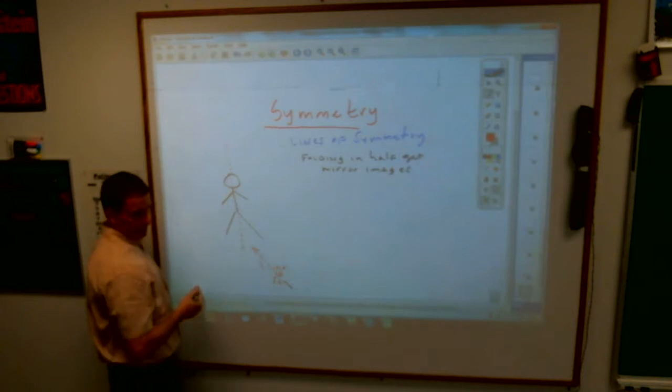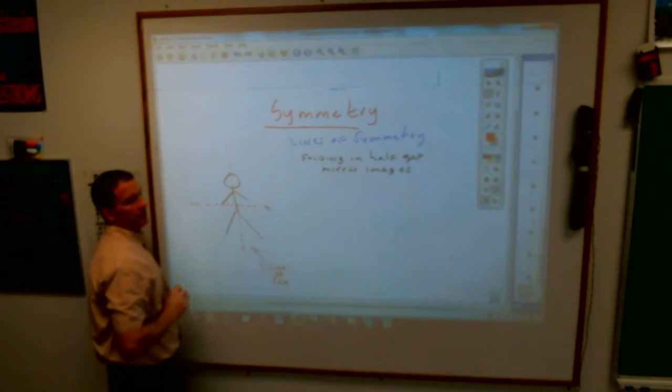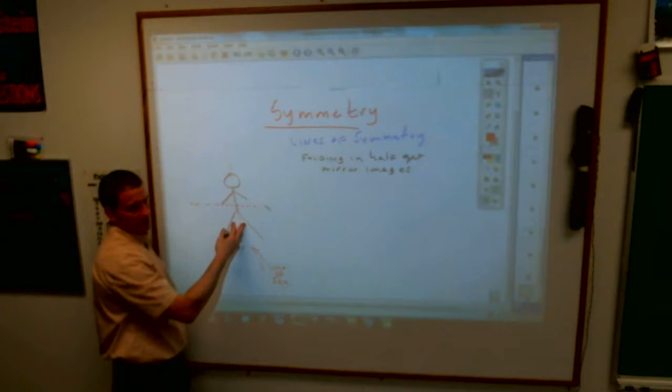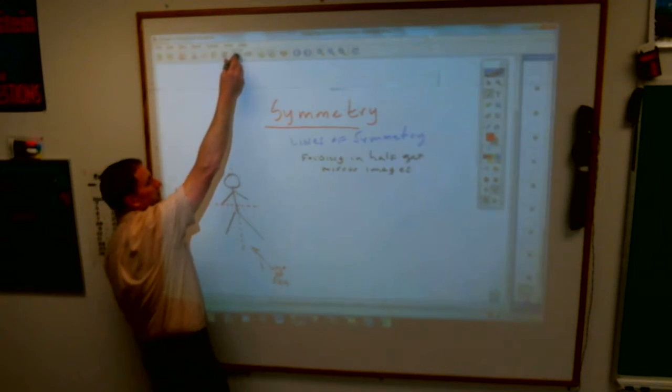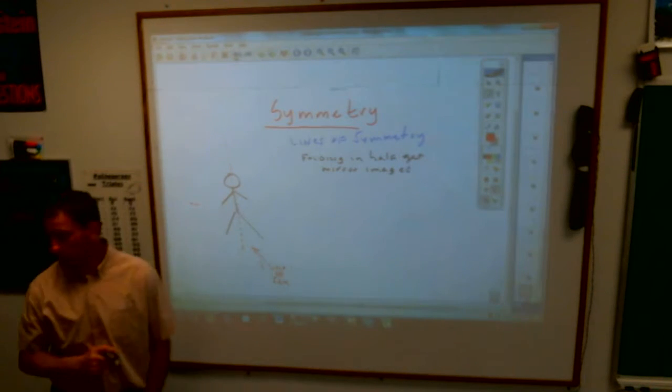Now, I could not fold a human being like this. We're not symmetrical horizontally, because if you folded that down, things don't match up. But we are symmetrical vertically. And when we talk about symmetry, a lot of times we talk about shapes.